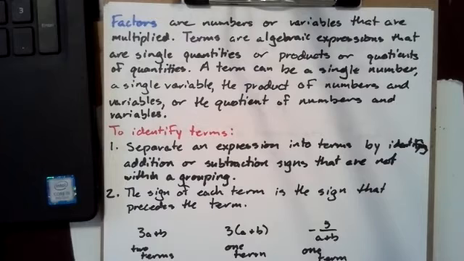3 times a, plus b, is 2 terms, whereas 3 times the quantity a plus b is 1 term, since that grouping makes this 3 times the whole a plus b. Minus 3 over a plus b is also 1 term.